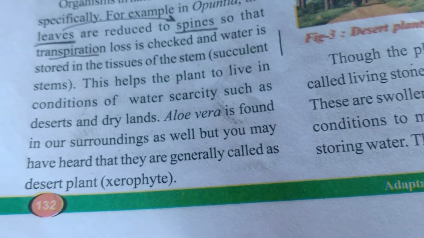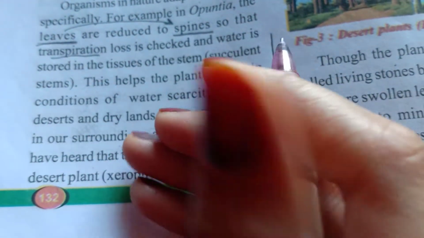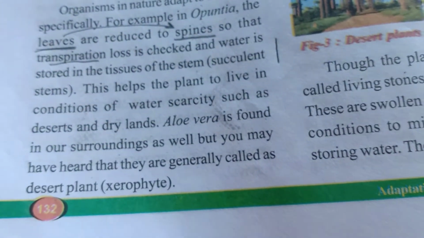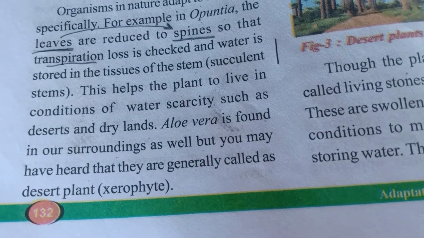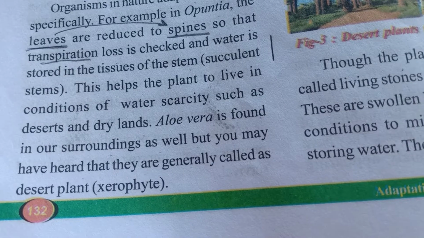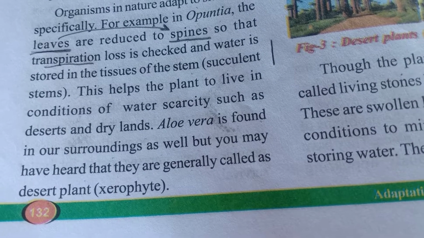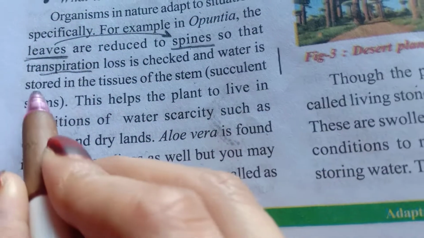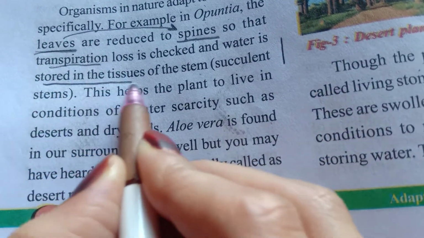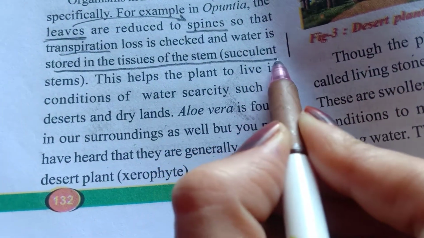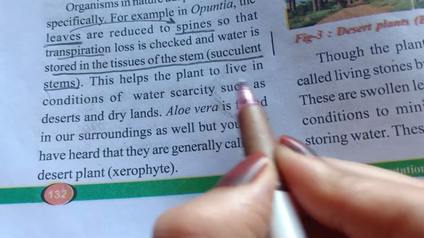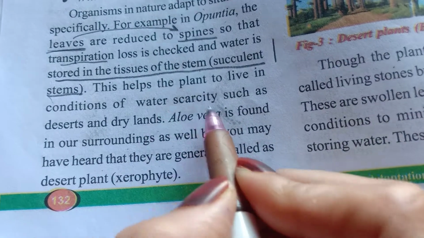Because if the leaves are present, then stomata will be present on the leaves. That stomata will lose a large amount of water into the atmosphere. That large amount of water loss we need to minimize, so the leaves are converted into spines, so that the water should be stored in the tissues of the plants. This process is known as succulent stems. So this helps plants to live in conditions of water scarcity.